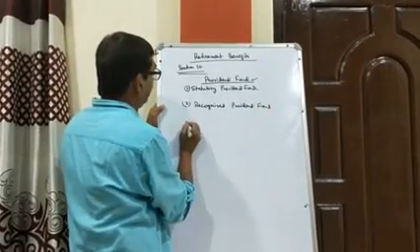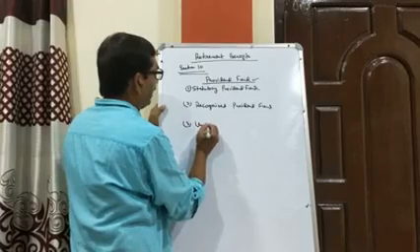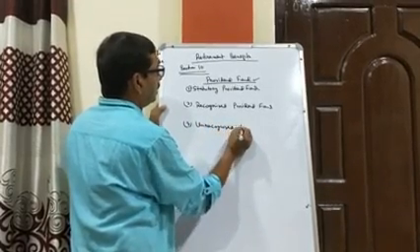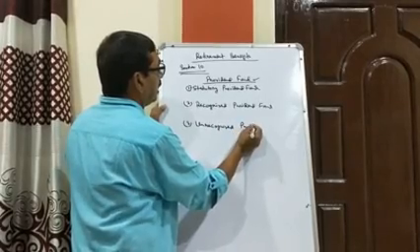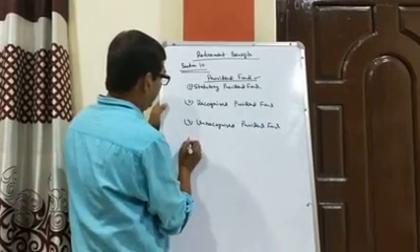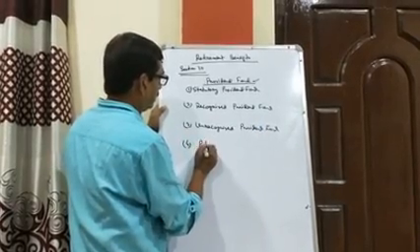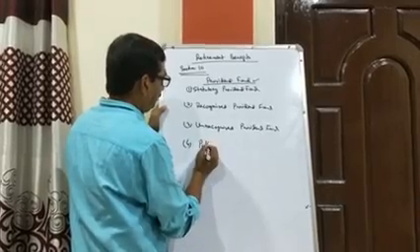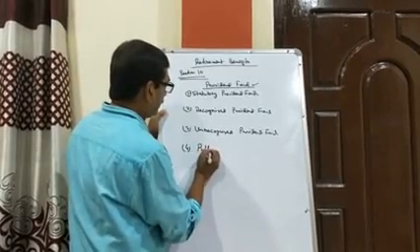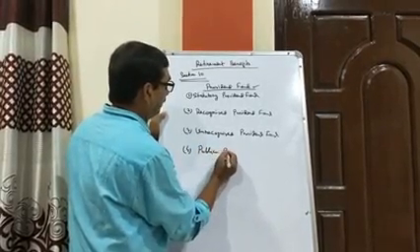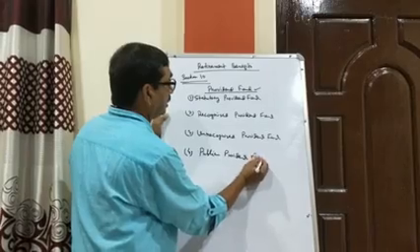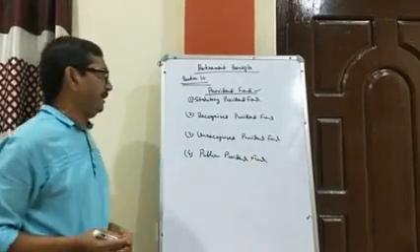Number three is unrecognized provident fund. Number four is public provident fund. There are four types of provident fund.